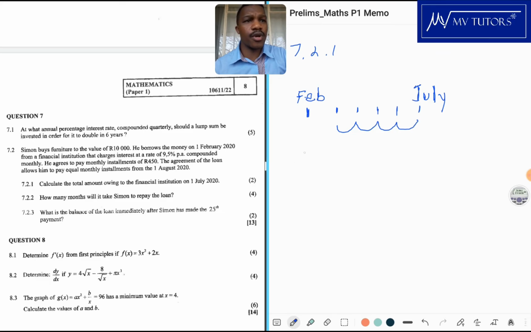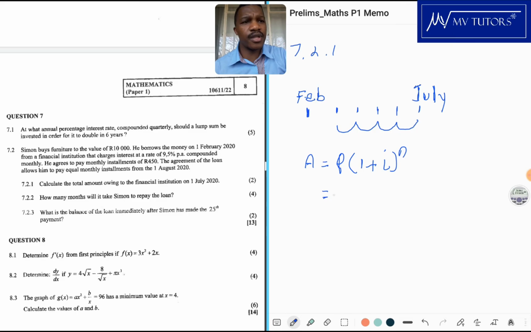Calculate the amount owing. So first of all, we need to get the right equation, and the equation once again is compounded. Let's put a P and then open the brackets: 1 plus I to the power n. Okay, now variables, once again I'm just going to skip that part and just go into substituting them.